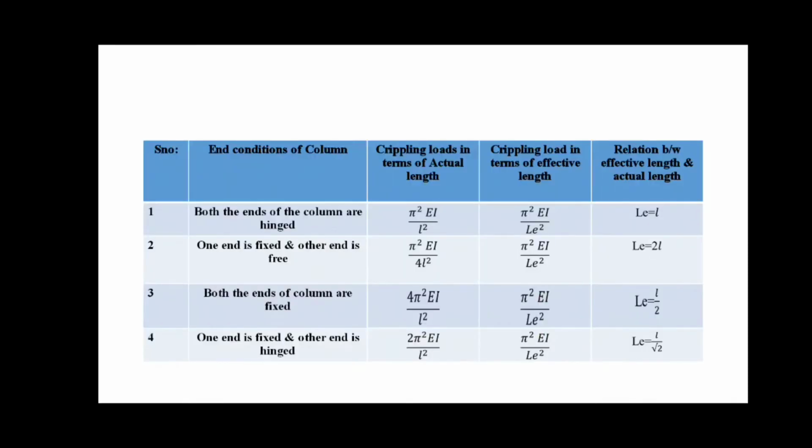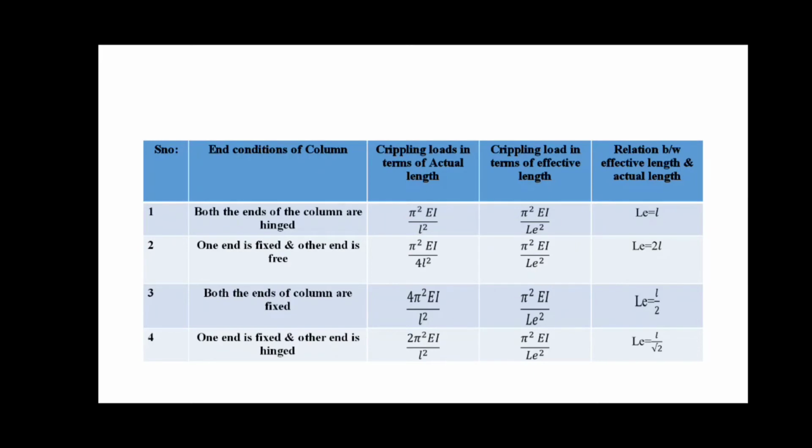This shows the different end conditions of a column, with crippling load in terms of actual length and crippling load in terms of effective length, and the relation between the effective length and actual length. First, both ends of the column are hinged. Then crippling load in terms of actual length will be equal to pi square EI by L square. Crippling load in terms of effective length will be pi square EI by LE square.